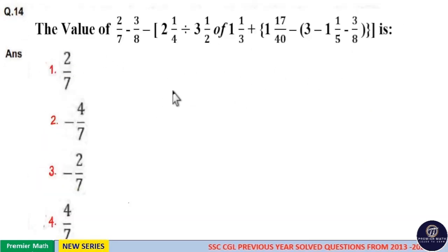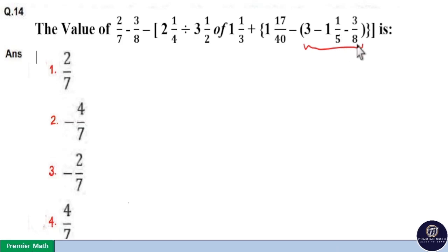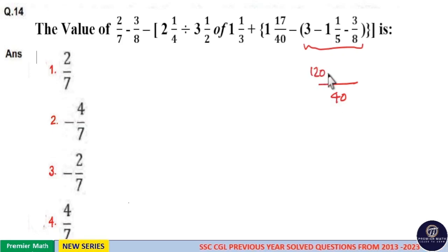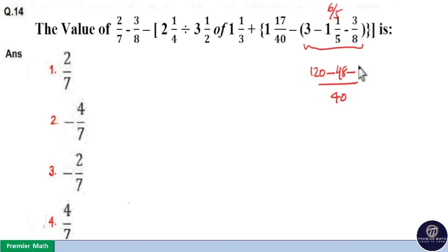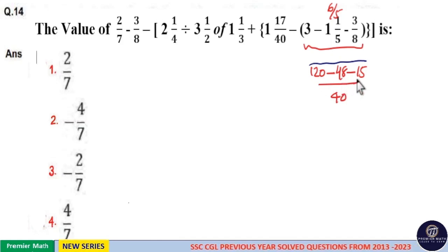Find the value of the following expression. Apply the BODMAS rule. Here you have to solve this bracket first. In the denominator you have 5 and 8. So 5 into 8, 40 is the LCM. Now in numerator 3 into 40 is 120 minus 1 into 1 by 5 means 1 plus 1, 6 by 5. So 5 goes 8 times in 40, 8 into 6 is 48, minus 8 goes 5 times in 40, 5 into 3 is 15. Now numerator is equal to 120 minus 48 minus 15.